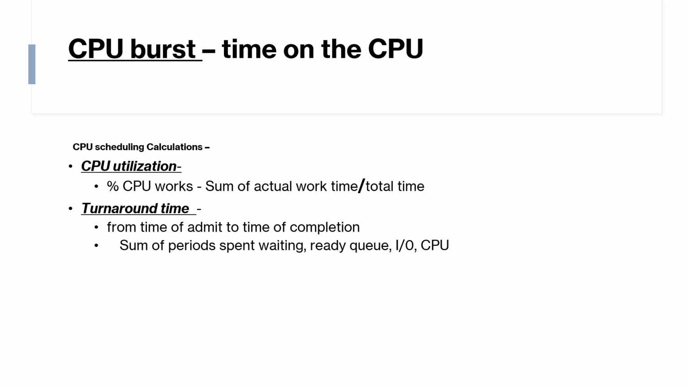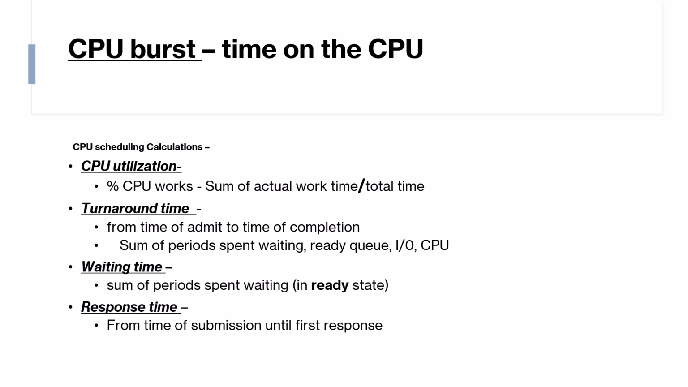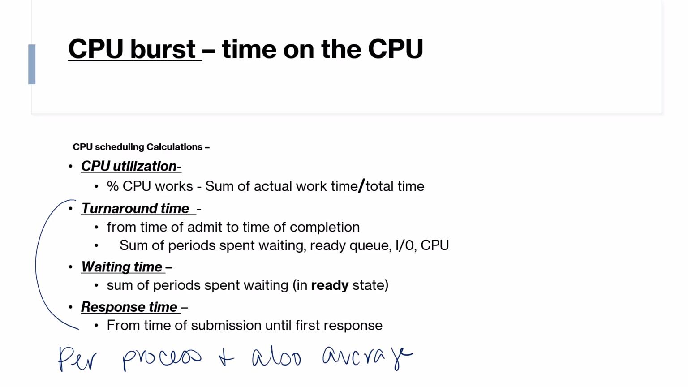So turnaround time, wait time, and response time, you would calculate per process and also the average. Right, so I can just go over this, but the best way to do it is to do some exercises to understand how this works.